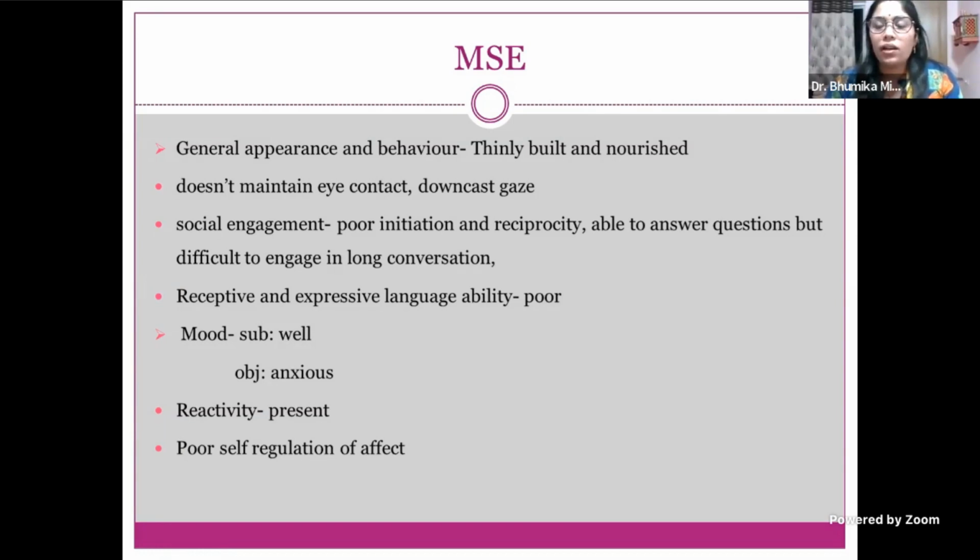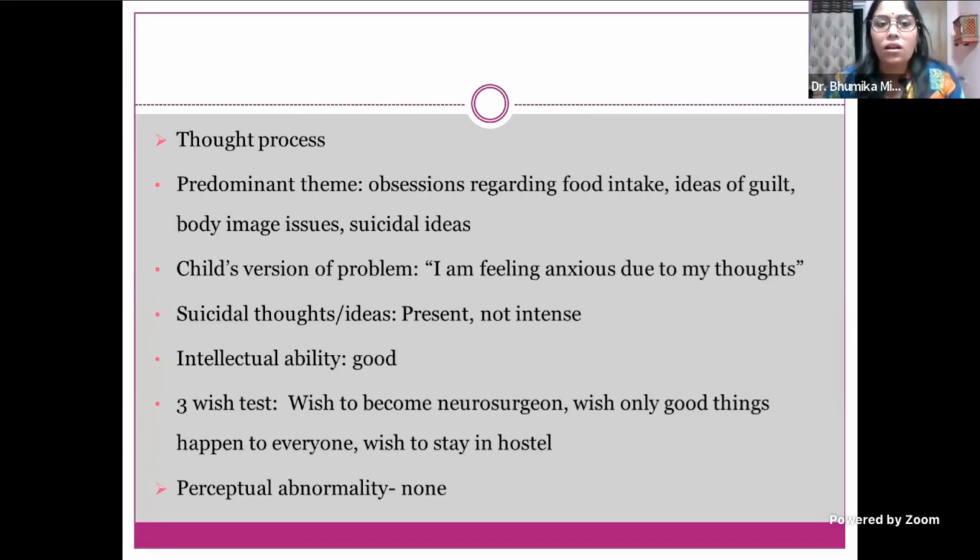Subjectively, the mood is well, and objectively, he appears anxious. The activity is present, but there is poor self-regulation of affect. Coming to the thought process, the theme of the thought was obsession regarding the food intake. There were ideas of guilt, body image issues, and I'm not sure about this, but seemed like suicidal ideas. If you ask the child what the problem is, he would say that he is feeling anxious due to his thoughts. The suicidal thoughts and ideas were present, but they were not intense.